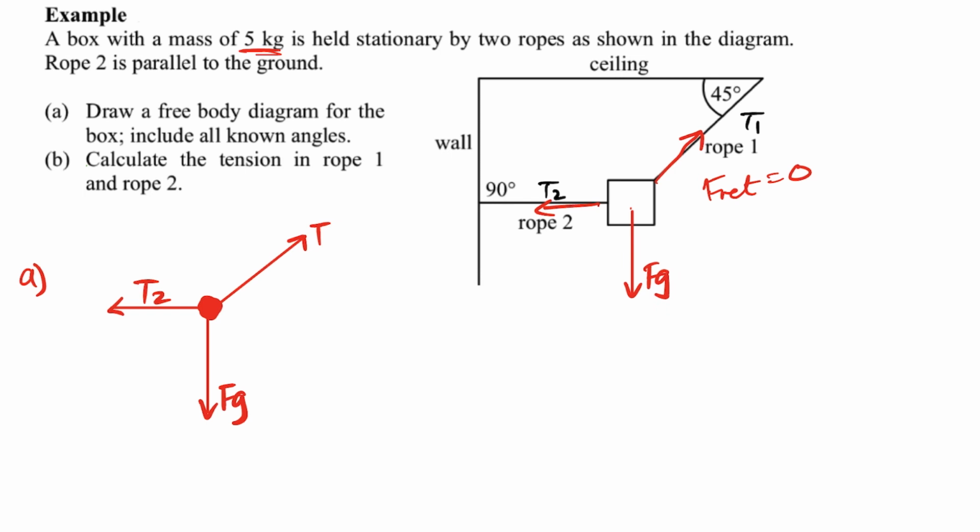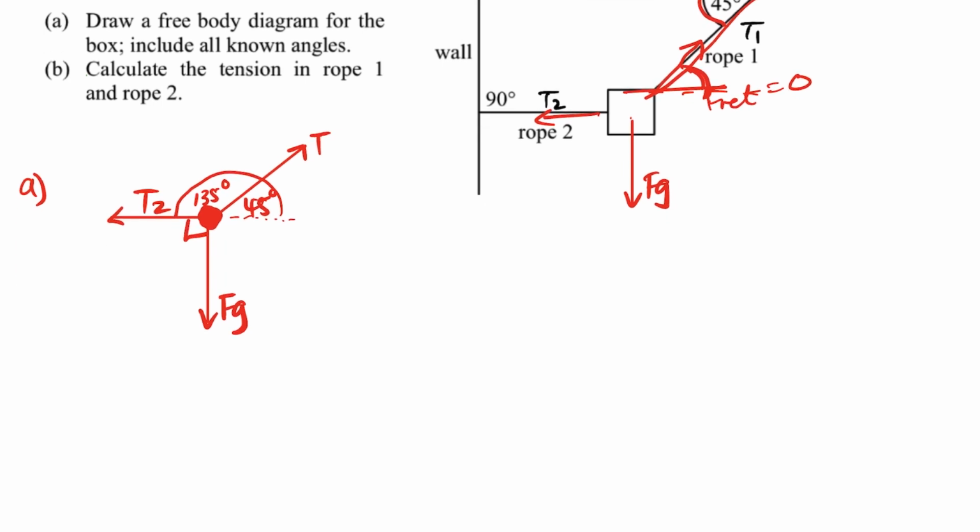Another thing that is important here is knowing that since there's that force that is 45 there, there's 45 there as well. It's alternating angles, so the angle there is 45. And if it's 45, the entire angle here is 180, so this will be 135, right? And that's 90. But it's not necessary to show those angles in the free body diagram.